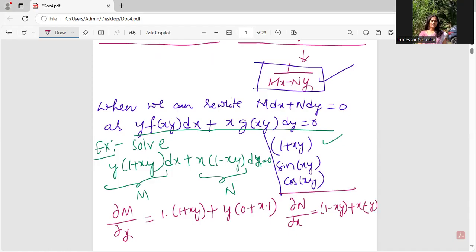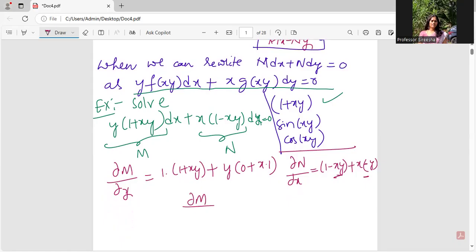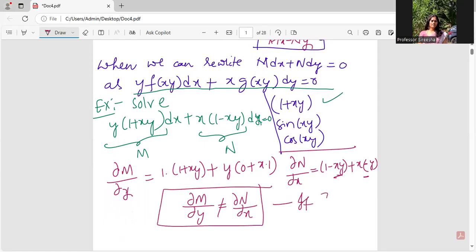Okay, you can just check. There's a change in the sign. So obviously dou M by dou y is not equal to dou N by dou x. So it's non-exact. So I have to go with finding out an integrating factor.